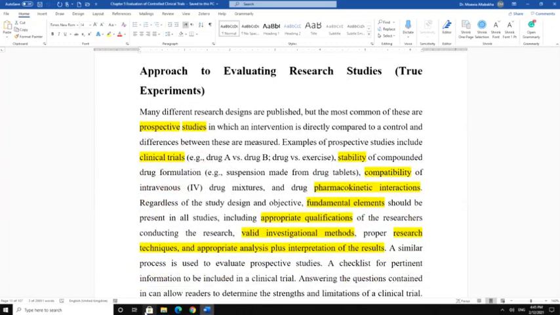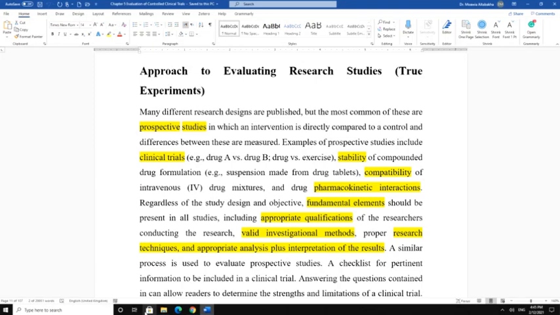Okay, to start with, first you should know that controlled clinical trial studies are one type of, between brackets, true experiments. What does that mean? Is there a false experiment versus a true experiment? No, there is no false experiment. What is meant here when we say true experiment?